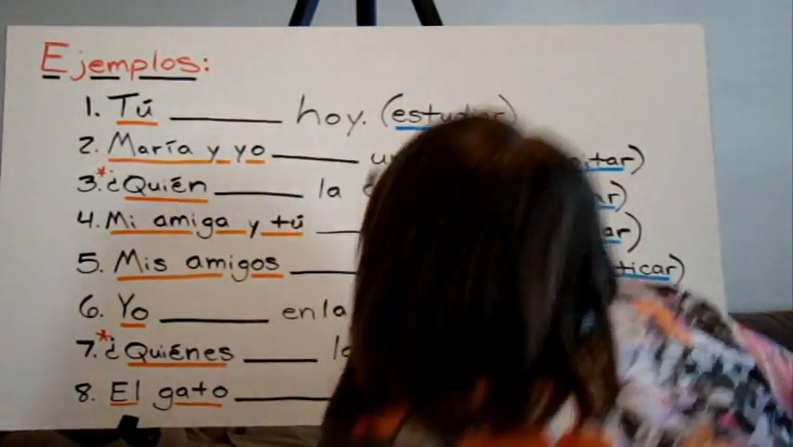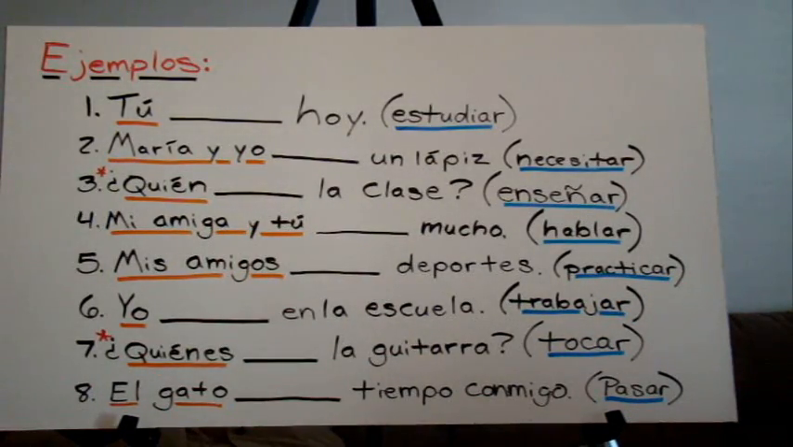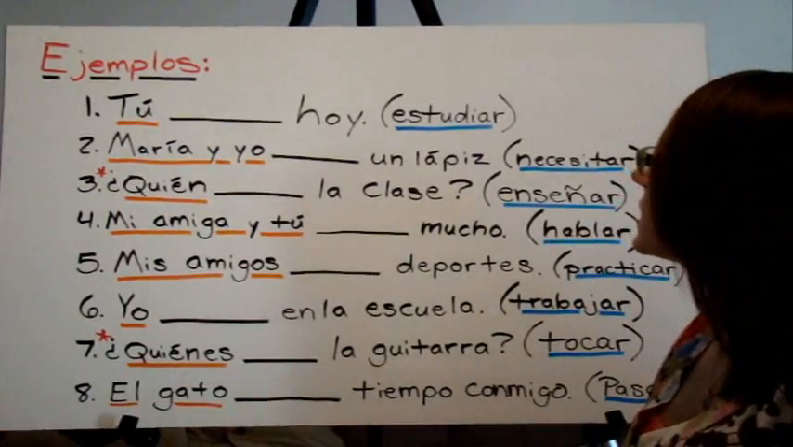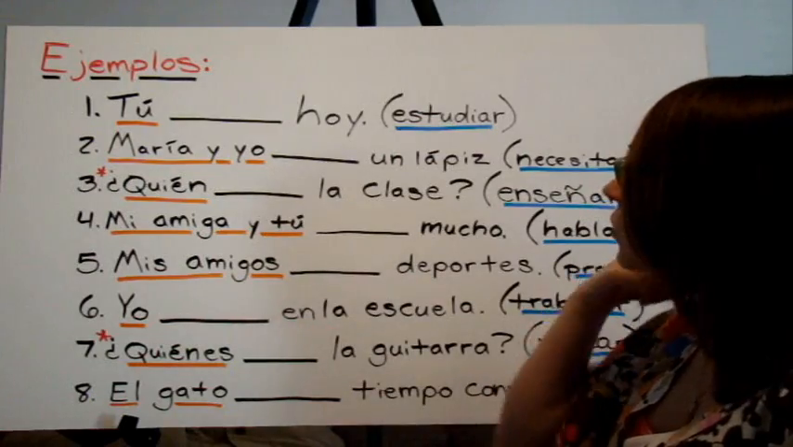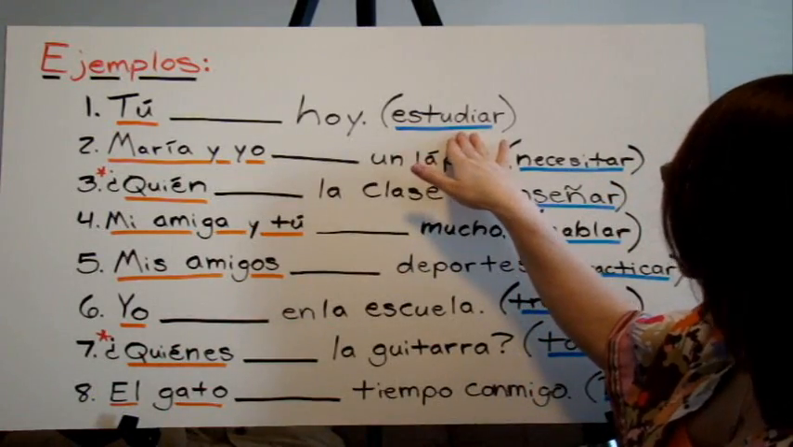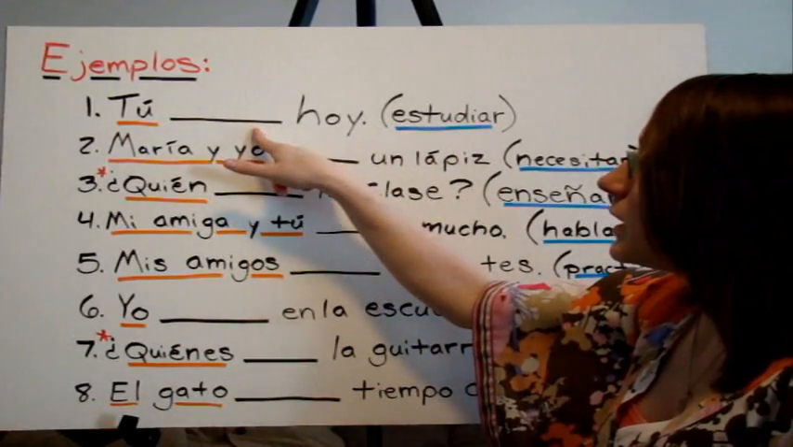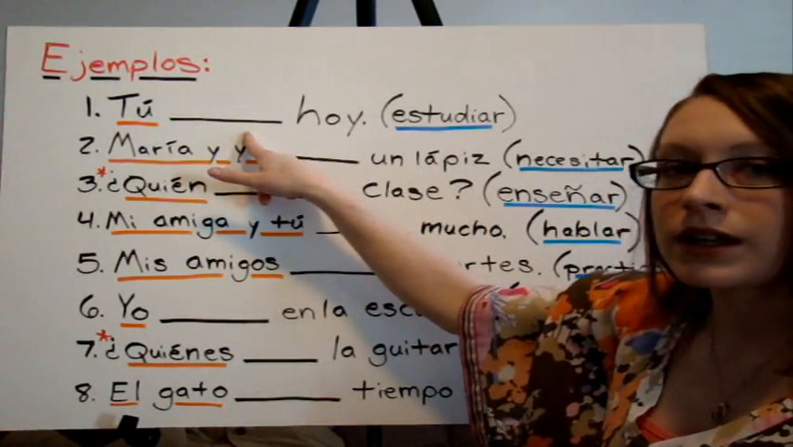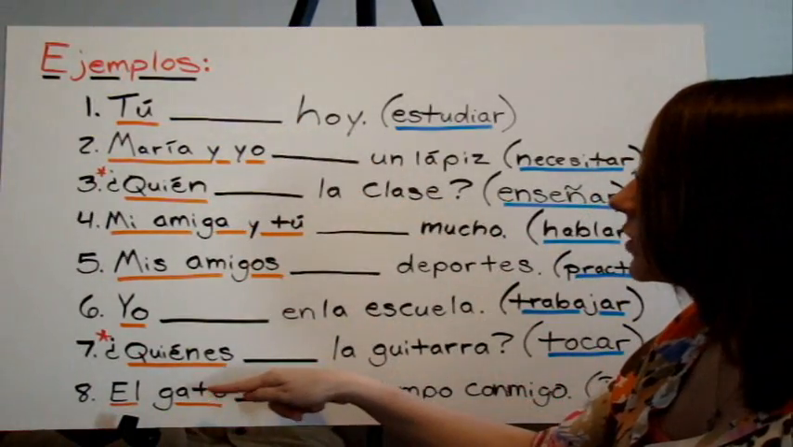Alright, so we have some ejemplos that we're going to do together. Now, what this is, I have 8 sentences, and I want you to look at this verb at the end of the sentence, and we are going to take this verb and conjugate it in the blank according to the subject, and I have underlined all of the subjects for you.